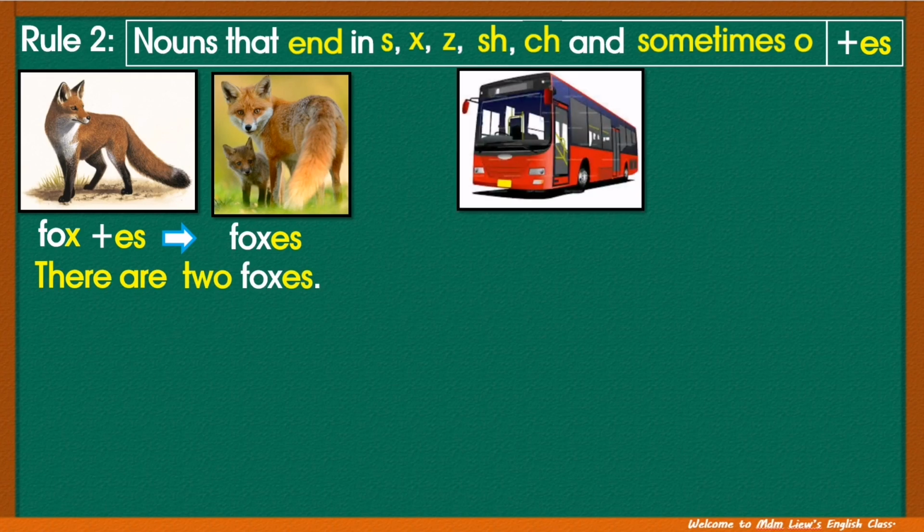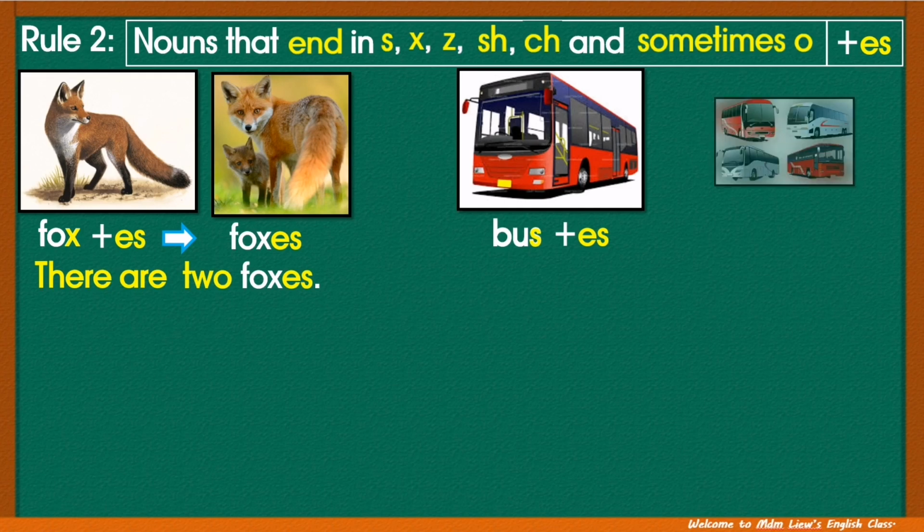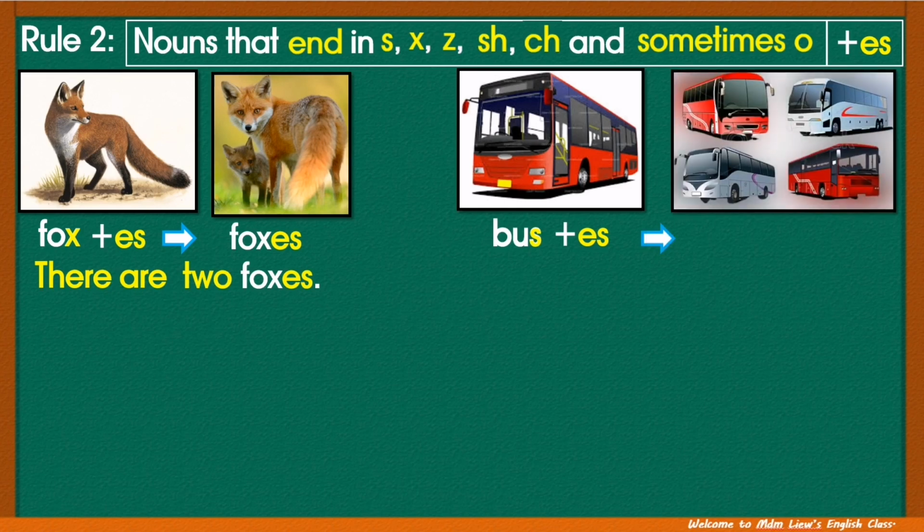Number 2. What is this? Good, bus. The noun bus ends in S. You need to add ES to make it plural. It becomes buses. Now, to write the sentence in plural, begin with the phrase there are, followed by the quantity 4 and the plural noun buses. There are 4 buses.